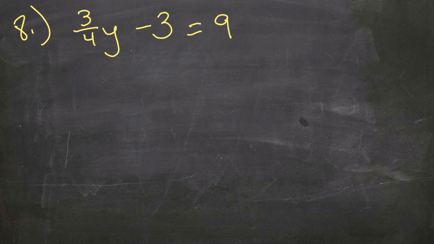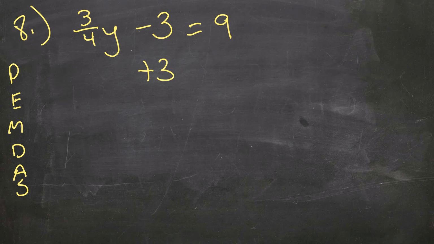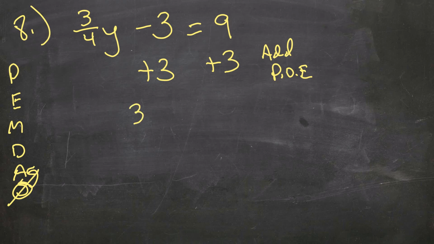Alright, number 8. Do PEMDAS backwards. So I'm going to add 3 to both sides because that's my addition property of equality, and I have subtraction going on. So I got rid of that using addition. Boom, gone. I get 3/4 y equals 12.